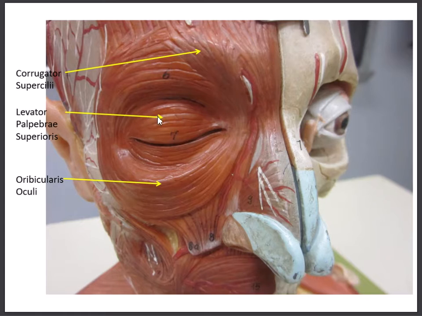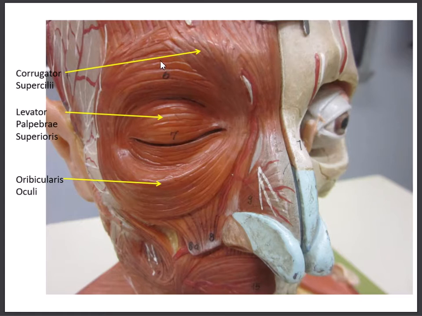The levator palpebrae superioris, let's dissect the name. Levator means to lift, palpebrae means the lid, and then superioris means up, right? Superior. So this tells you what it does. It lifts the lid up, and that's what allows us to open our eye.